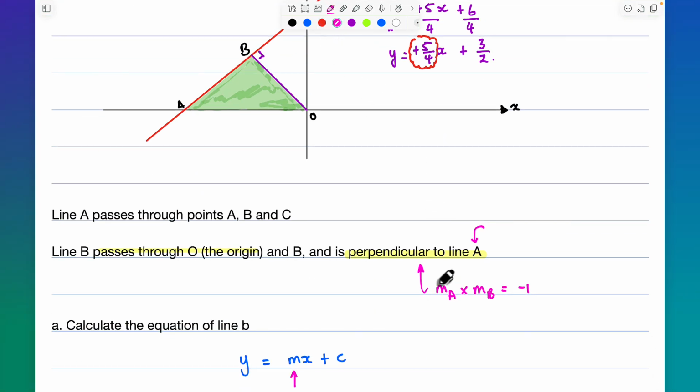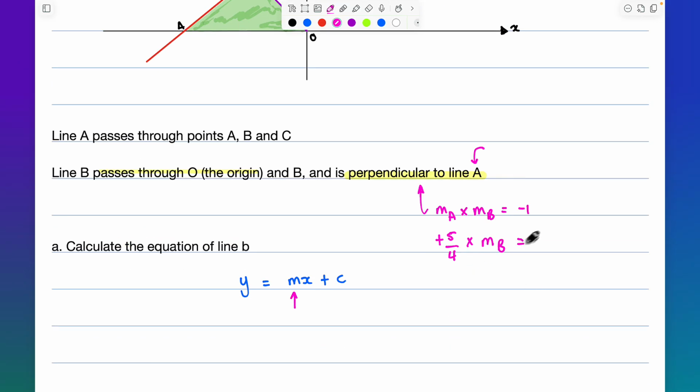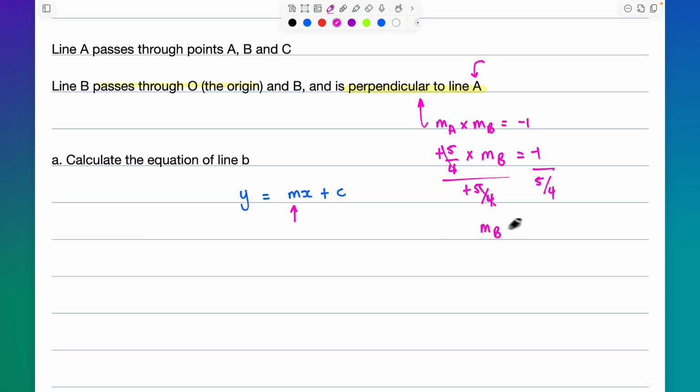So coming back to this rule, the product of the gradients: the gradient of A is 5 over 4. If you multiply by the gradient of B, which we don't know, this is going to give us -1. In order to find the gradient of B, we make the gradient of B the subject of the formula. Divide both sides by positive 5 over 4. It cancels the 5 over 4 on this side, but it means 5 over 4 needs to come to that side now. That then means the gradient of line B is equal to, if you throw this into your calculator, -4 over 5. So that is the gradient of line B.